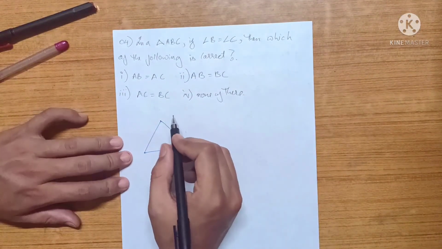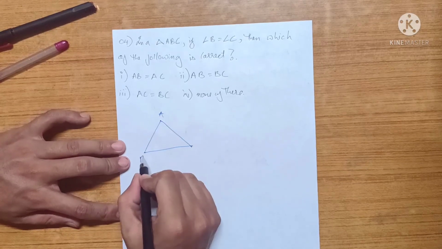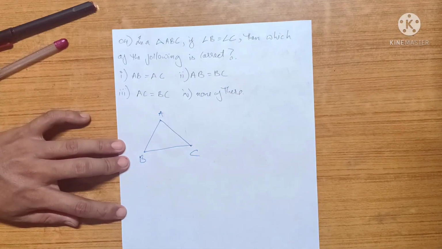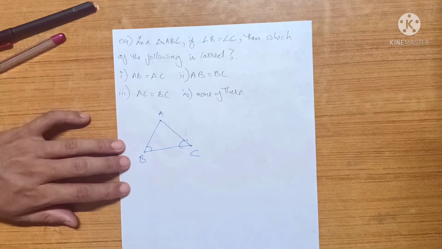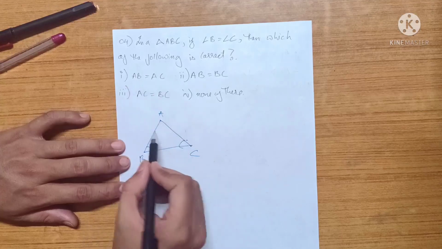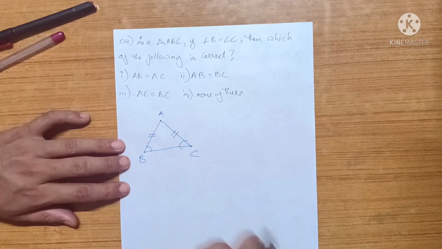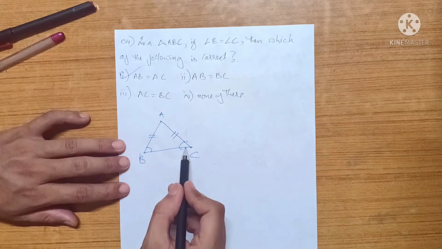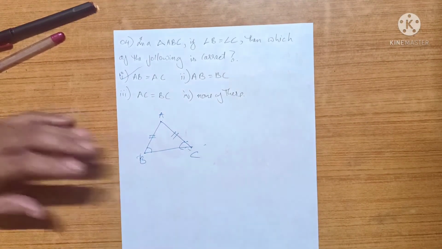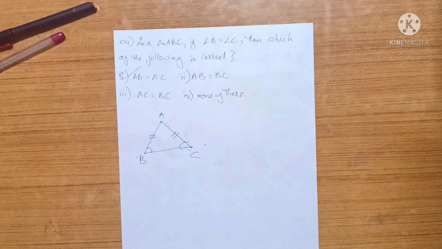Anyway, number 4. In triangle ABC, so we have a triangle ABC. If angle B and angle C are equal, then which of the following is correct? This is very easy. AB equal to AC, AB equal to AC. Done. AB equal to BC, no. AC equal to BC also, no. So that's it. Anyway, I will be making more questions from this exercise, okay?